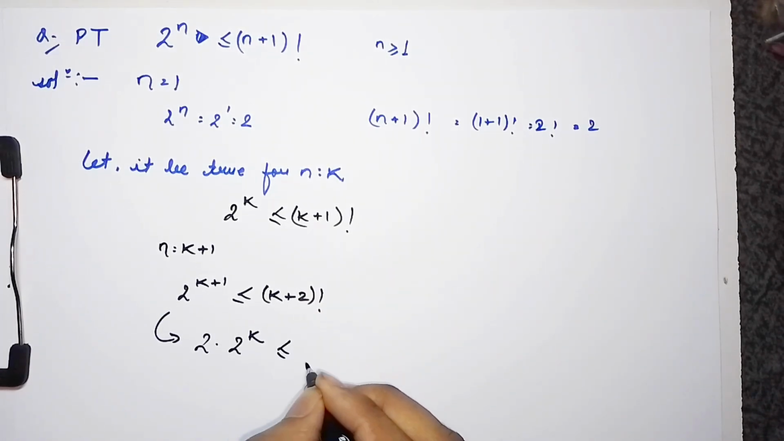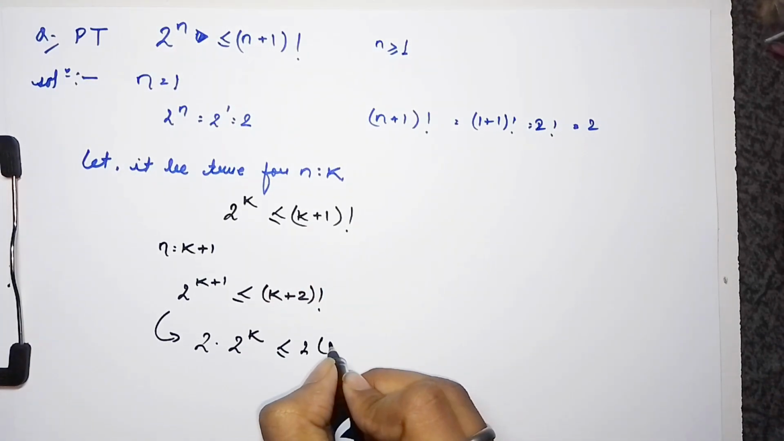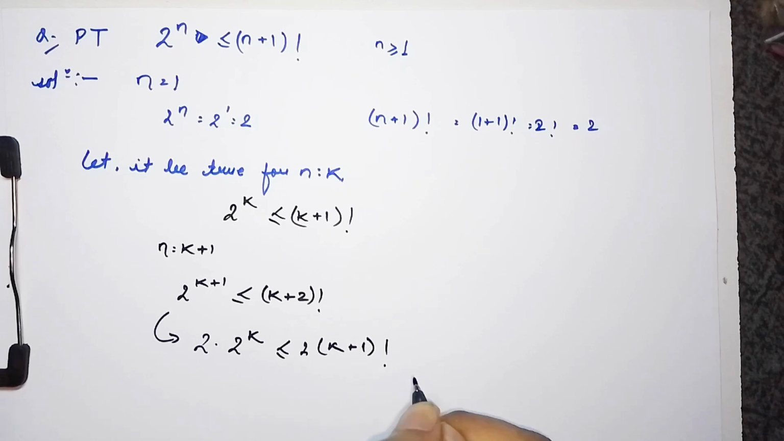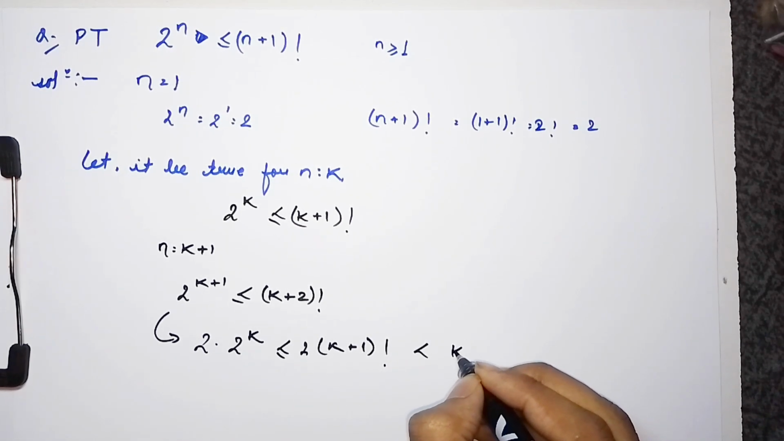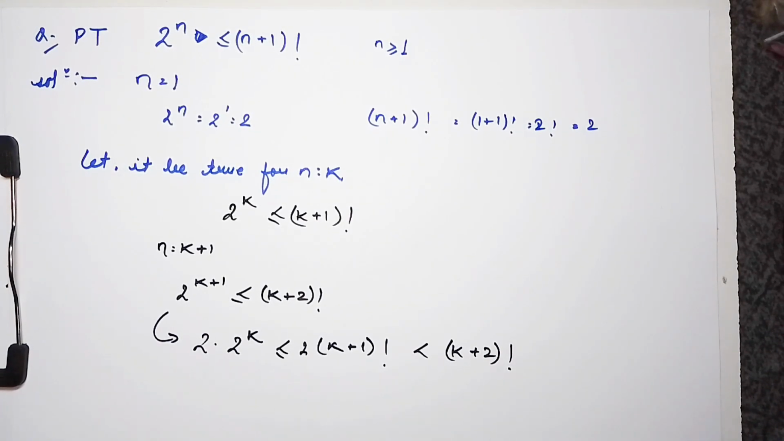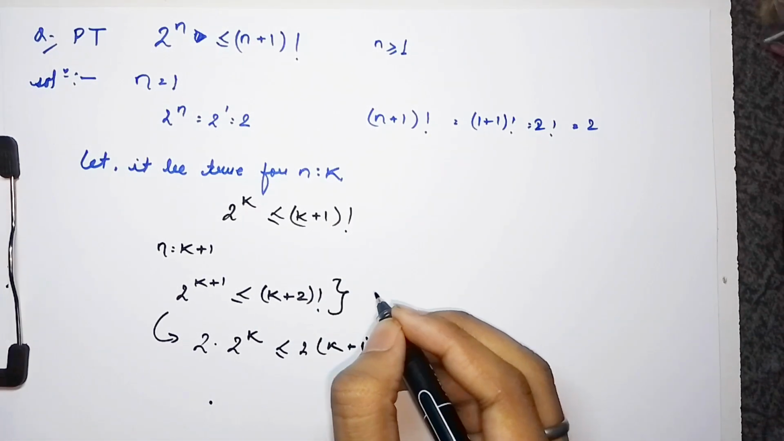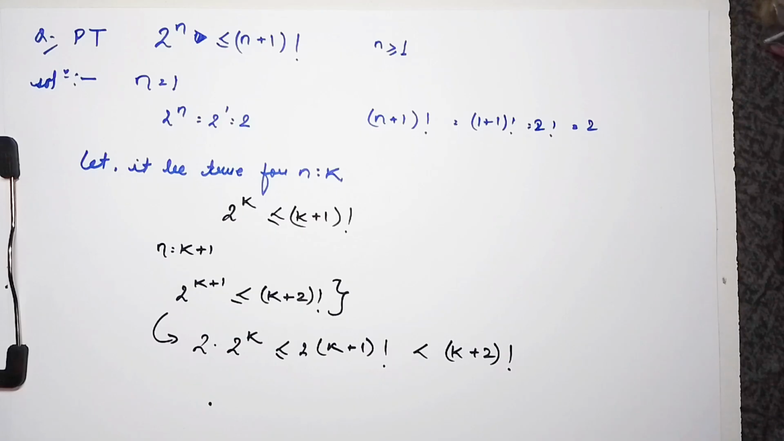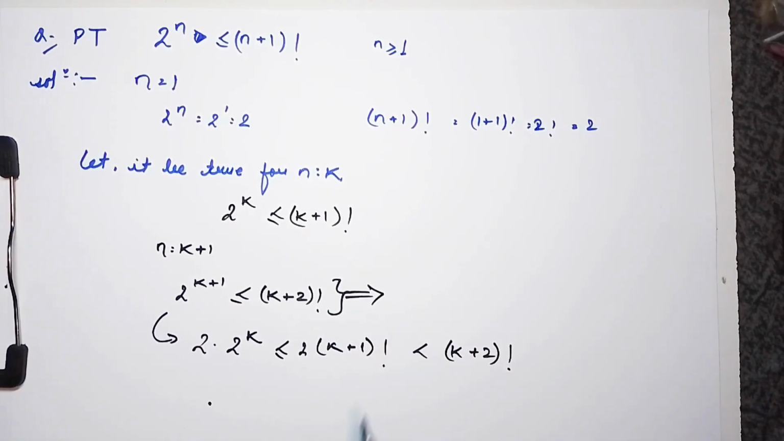So we already know that 2 to the power k is smaller than or equal to (k plus 1) factorial, and if we multiply 2 into that, then we get that it is smaller than or equal to 2 into (k plus 1) factorial, which will be smaller than (k plus 2) factorial. So from here we get the answer that 2 to the power k plus 1 is smaller than or equal to (k plus 2) factorial. I hope that it's clear how we proved this by using the principle of mathematical induction.